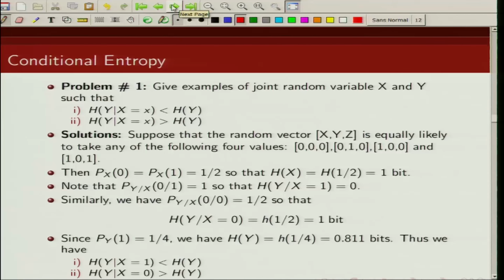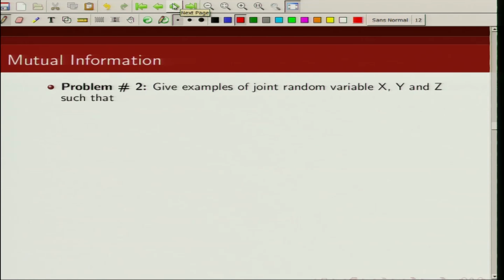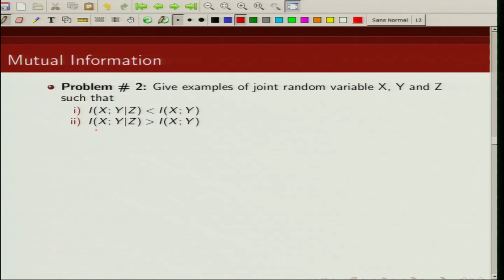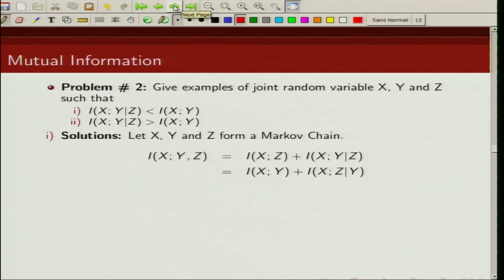So hence we have shown with an example that these both conditions are possible. Now let us look at another problem. Give an example of joint random variables x, y and z such that this condition holds: the mutual information between x and y conditioned on z is less than the mutual information between x and y, and the mutual information between x and y conditioned on z is greater than the mutual information between x and y.